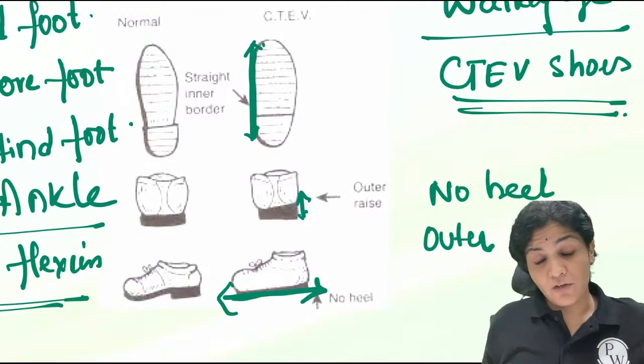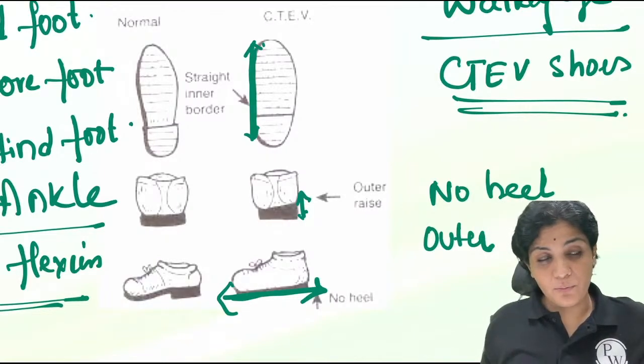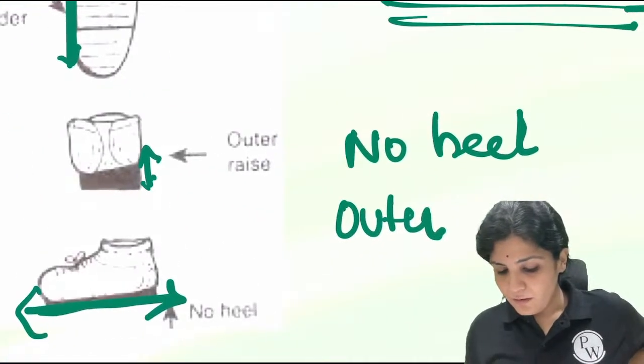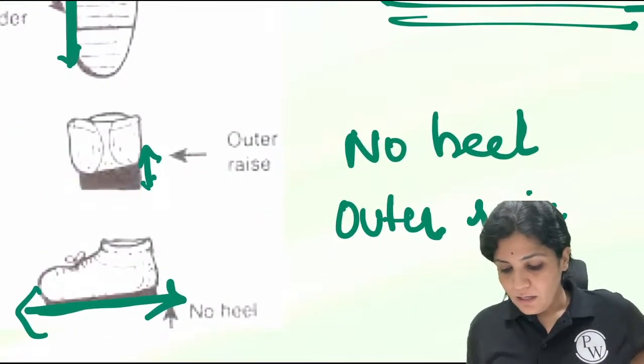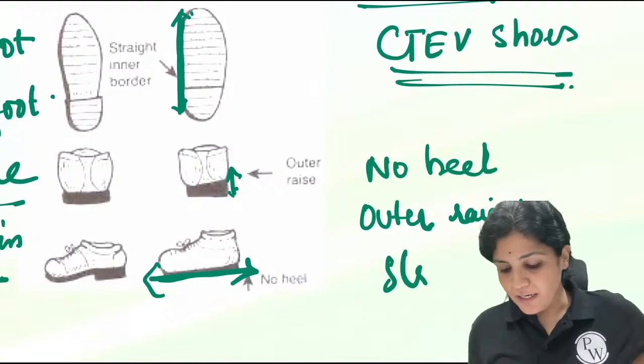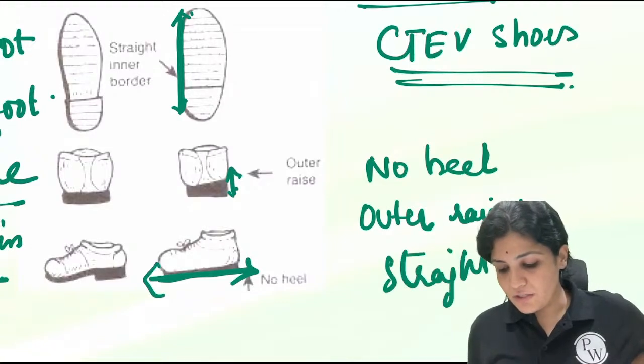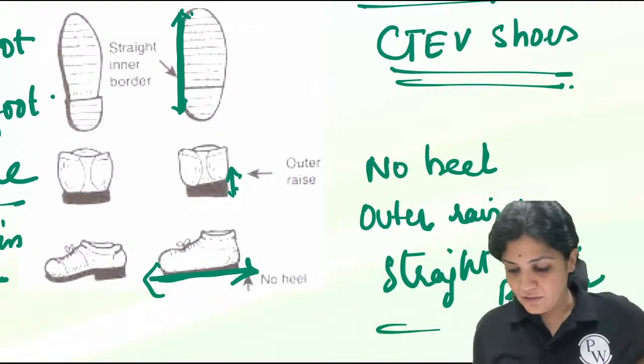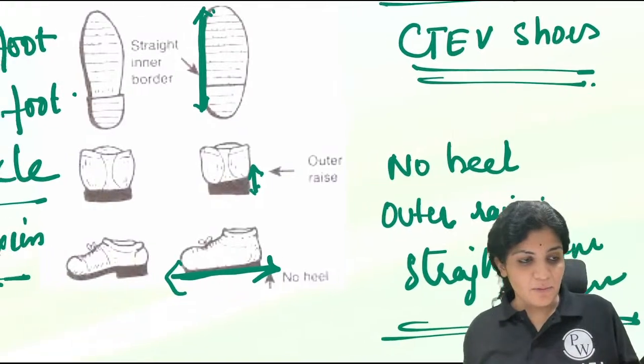Bharat, that is 20 to 40. I think you were talking about the Böhler's angle in the calcaneum. Outer raise and then straight. So this is all to correct the deformity so that it doesn't recur again. So this is about the CTEV.